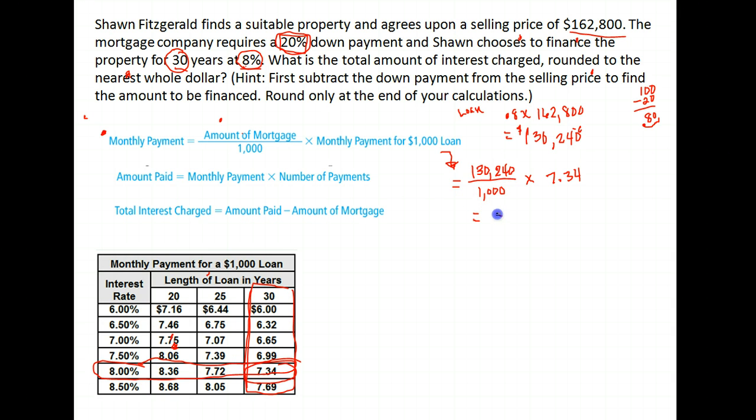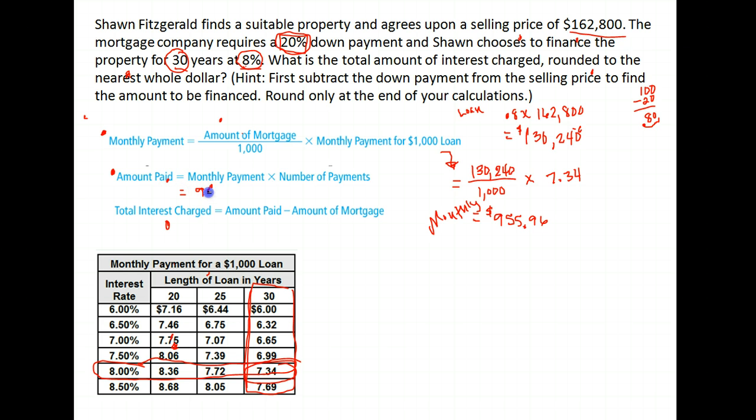All right, we get $955.96. Okay, so again, what did we just find? That's how much they're going to pay monthly. We need to keep going because we want to know how much interest they pay. So the next thing we have to find is, well, if they pay $955.96, what's the total amount they'll pay throughout the loan?